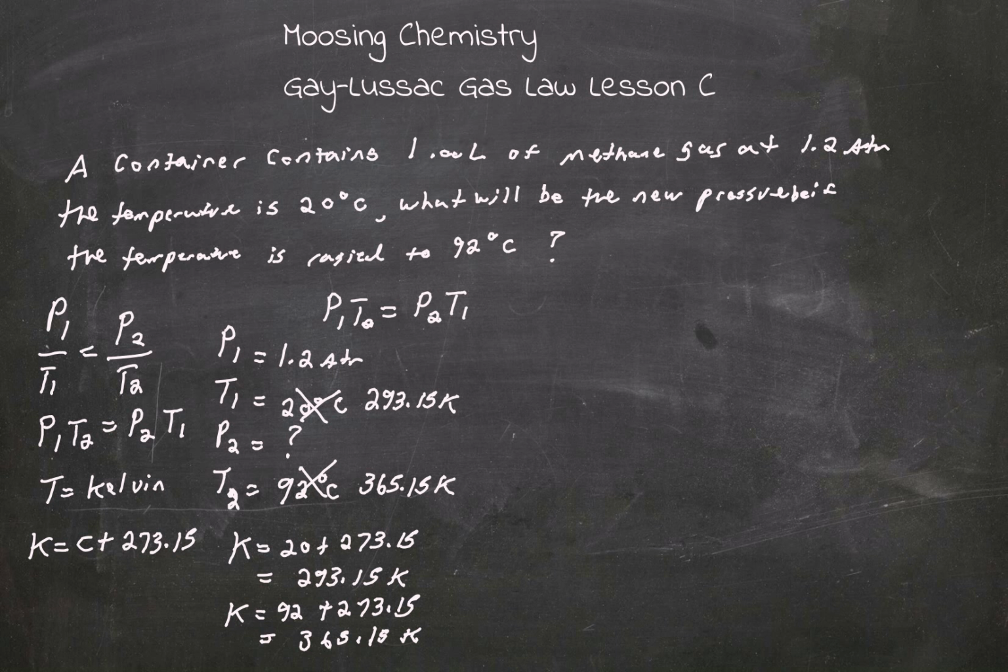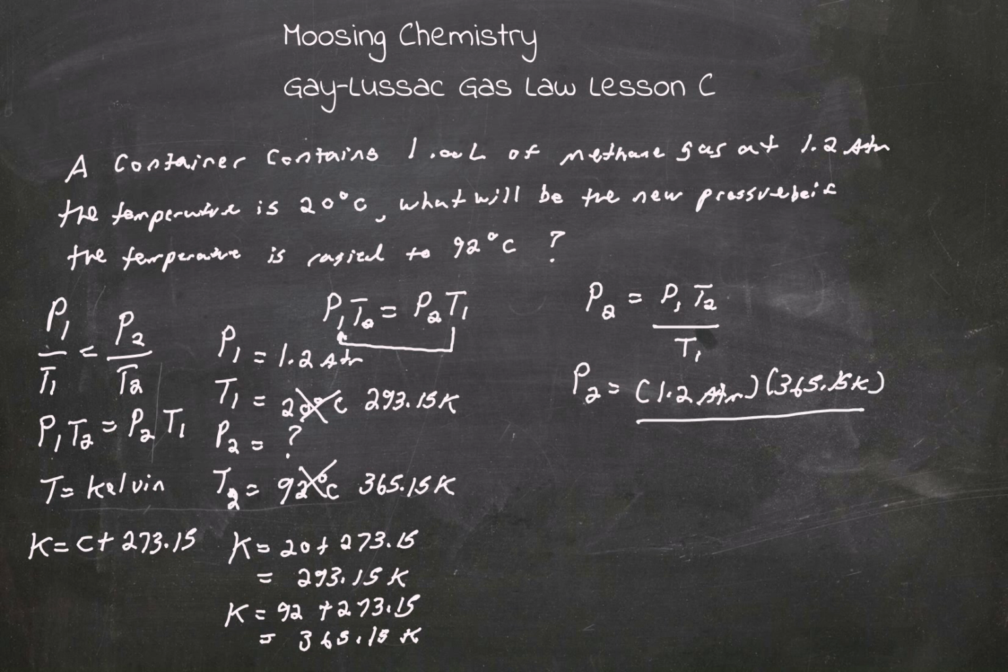Okay, so now all we have to do is solve for P2. That means T1 is going to go underneath. So we're going to write this as P2 equals P1 T2 over T1, kind of like we did in the last problem, right? So P2 equals, our first pressure was 1.2 atm, times our second temperature, 365.15 K, divided by 293.15 K. This is okay. Get it? K? All right, anyway. Kelvin, Kelvin, Kelvin. So we cancel our kelvins there, and so we're simply going to plug this into our calculator.